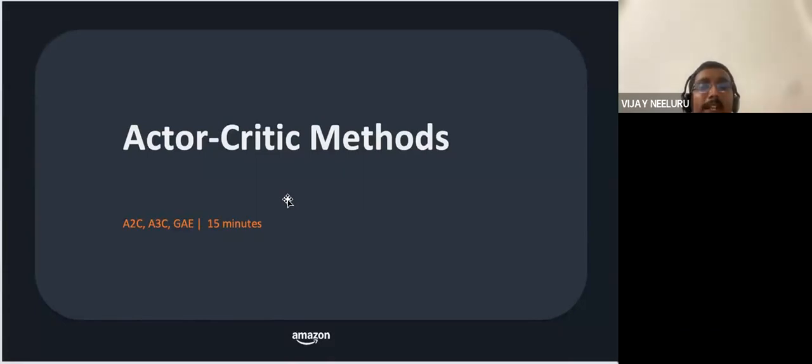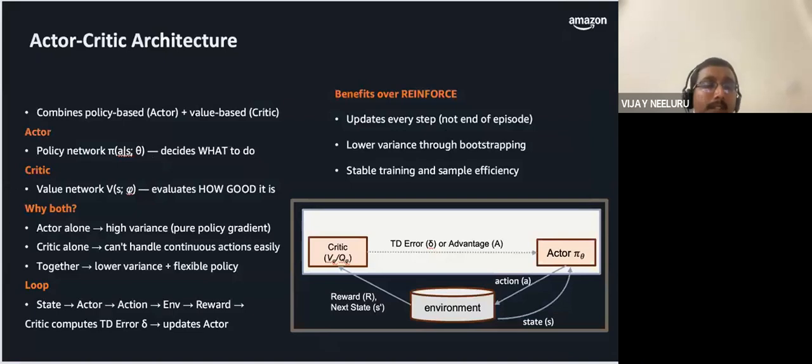Next, we will discuss actor-critic methods. Actor-critic methods solve the biggest operational flaw of REINFORCE, the requirement to wait for full episode endings. It combines the policy-based and value-based approaches, which are defined as actor and critic. The actor's role is to control how the agent behaves. It learns the parameterized policy denoted as pi of A given S, where theta represents the policy network parameters. The goal is to adjust its parameters theta such that the policy maximizes expected cumulative reward.